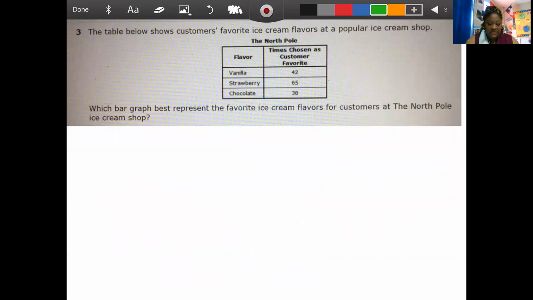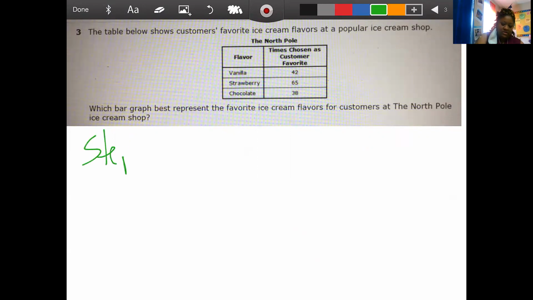Okay, number 3. The table below shows customers' favorite ice cream flavors at a popular ice cream shop. I need you guys to know how to do this because this covers a lot of information in 6th grade. Fraction, decimal, percent, percent proportion, part over whole. And so when we do our review, you will already have this because you remembered how to do it, okay? So anytime it gives you some data and you have to find the percent of the data, you're gonna have to follow these steps, okay?